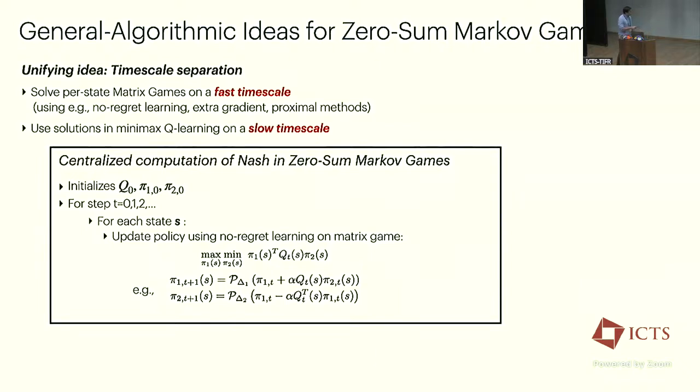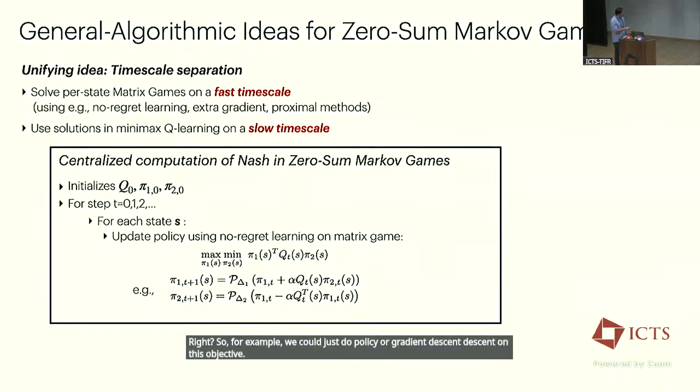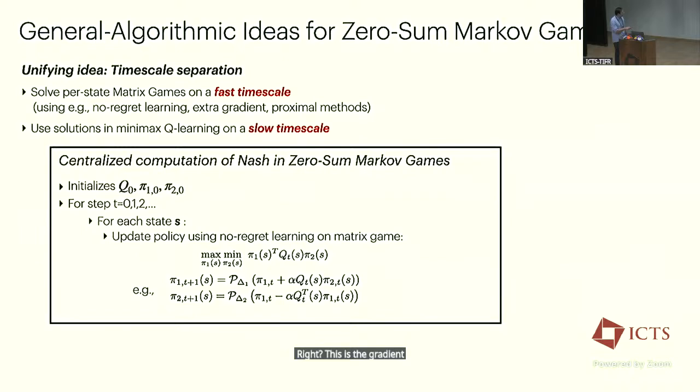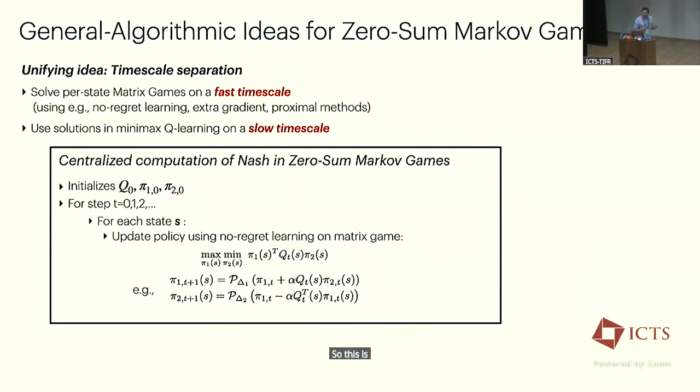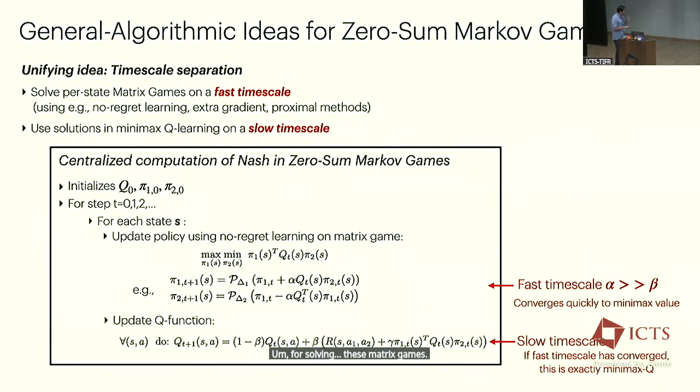So for example, we could just do policy gradient ascent descent on this objective. This is the gradient with respect to pi1. This is the gradient with respect to pi2, but negative because they're descending. So this is a very simple algorithm for solving these matrix games. And then on a very slow timescale, we're just going to update our Q function like this.